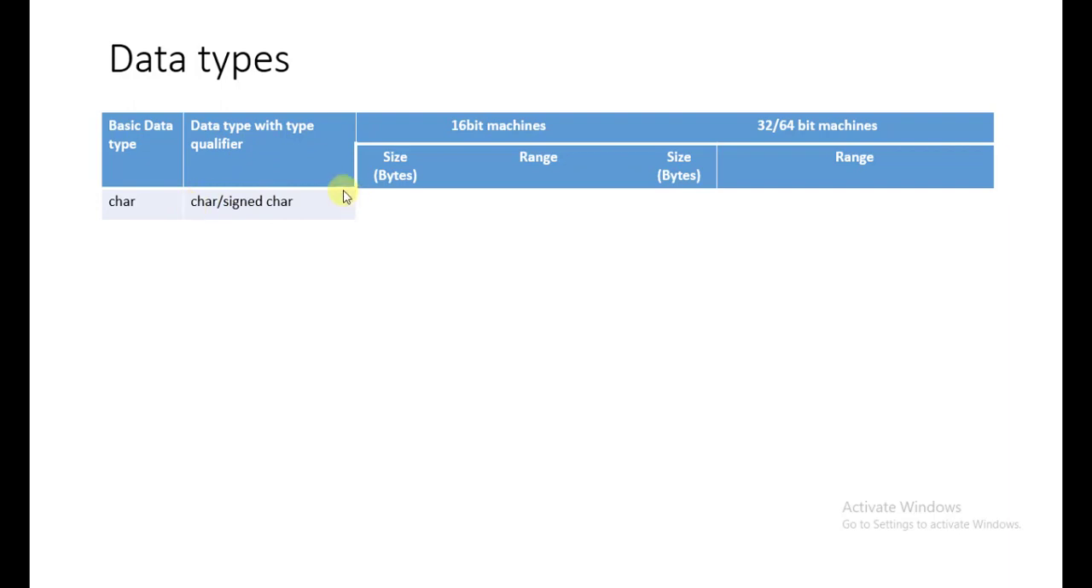Basically, the size of int depends on the machine. It differs from 16-bit machines to 32 or 64-bit machines. That is why I added one extra column here. So for char, let us see what the size is in 16-bit machines. It is 1 byte, and the range will be from -128 to 127. There is no need to memorize these ranges. I will show you how to find the range of values based on the size in bytes.